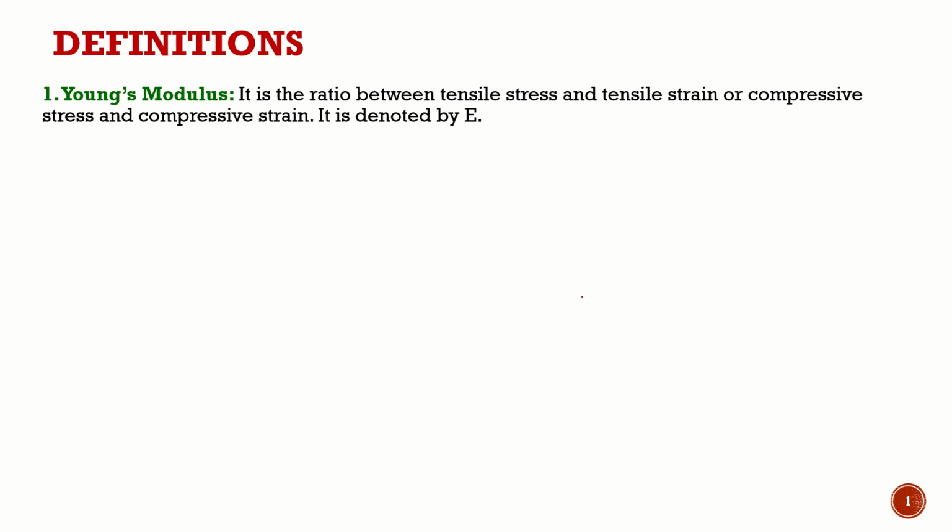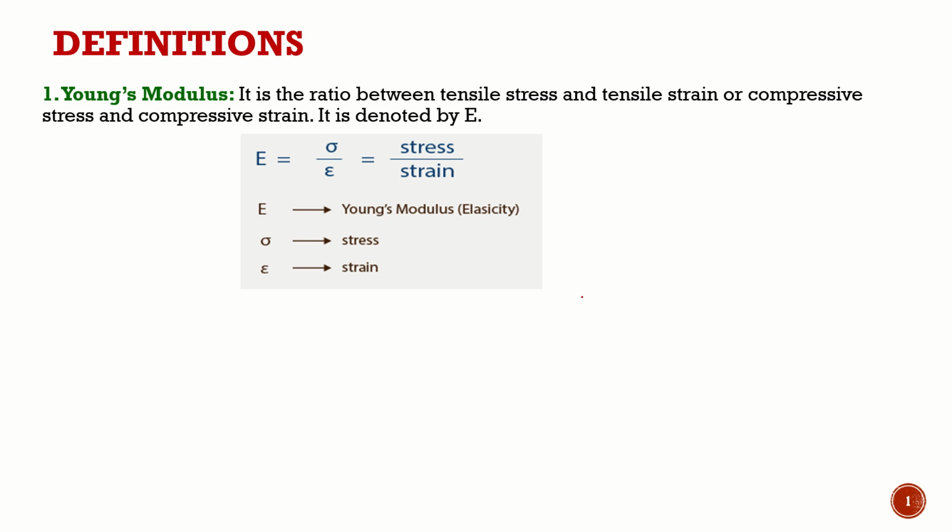So Young's modulus is basically the ratio of either compressive stress to compressive strain or tensile stress to tensile strain. It is denoted by the symbol capital E, and the units of Young's modulus will be the units of stress, because strain doesn't have any unit.